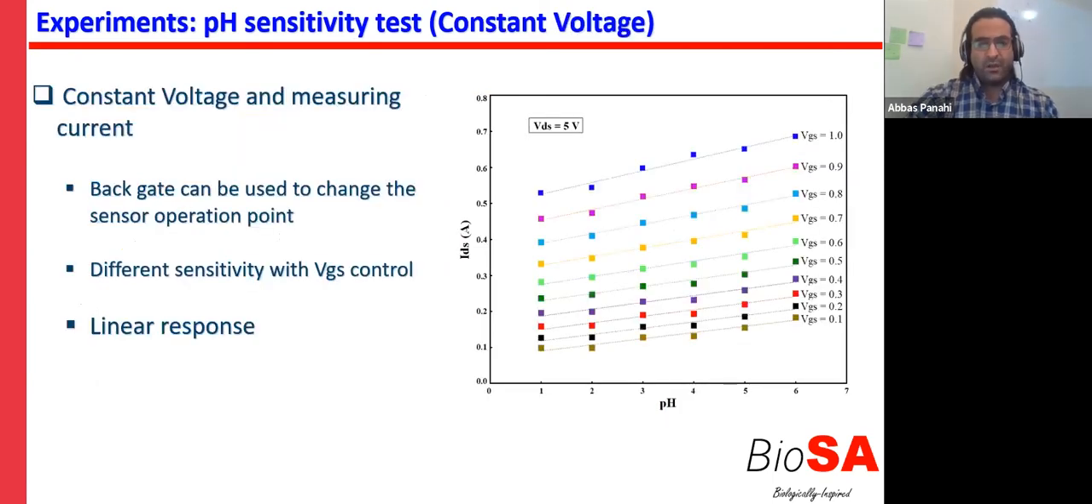Next slide, please. Another mode of JFET operation is constant voltage. The back gate of the JFET is a huge advantage compared to other available FET sensors, as we can use the back gate to change the sensor operation point and also have different sensitivity with a change of the back gate voltage. If we consider the pH as our input, we have a completely linear response, which is amazing compared to other sensors. The slope of the curves is different based on the change of the back gate, so we can use the back gate to have different operation points based on our needs in different applications.